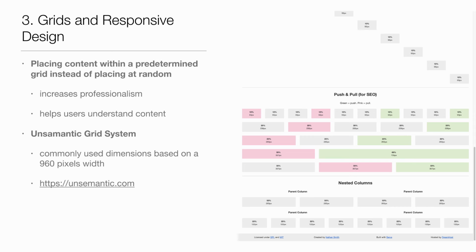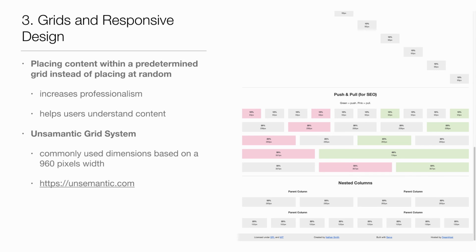Design grids are a very important part of when you design a website. So things aren't just placed randomly, they are placed on a grid system. So when you use a grid, you will have everything just fit together really nicely. There's good flow to it, there's a harmony to it. Unsemantic is a really common grid system. I'd really recommend you look at the website.